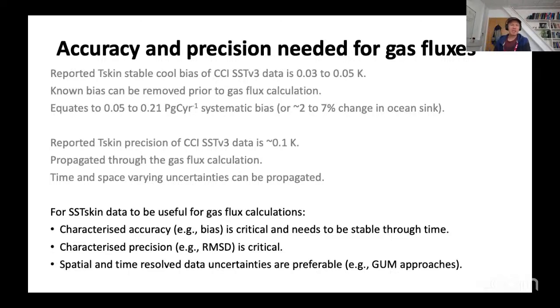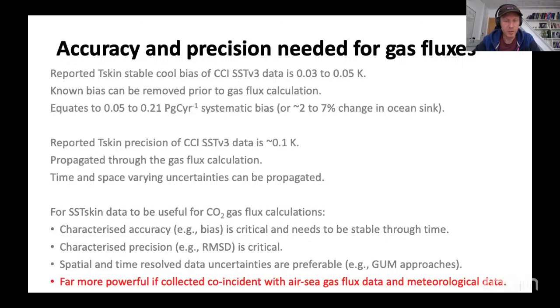So for sea surface skin data to be most useful for CO2 gas flux calculations, we need to have characterized accuracy, particularly for bias, and it needs to be stable. Any bias needs to be stable through time. And we need to understand something about precision. And ideally, you want spatially and time resolved data uncertainties following metrology approaches, such as the generalized measurement uncertainties for measurement protocols and guidance.